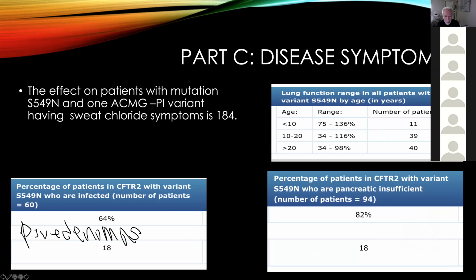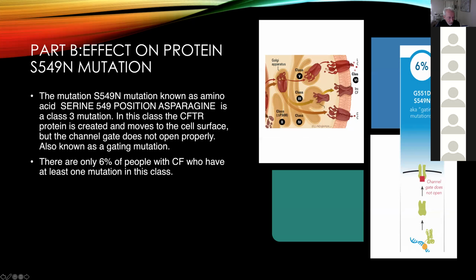Effect on protein mutation. The S549N mutation, known as the amino acid serine at position 549 changed to asparagine, is a class 3 mutation. In this class, the CFTR protein is created and moves to the cell surface, but the channel gate does not open properly, also known as a gating mutation. Only 6% of all people with CF have at least one mutation in this class. And you see here that the protein doesn't go through the gate here.